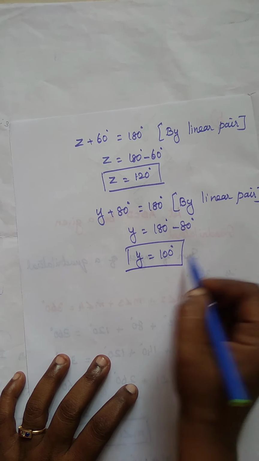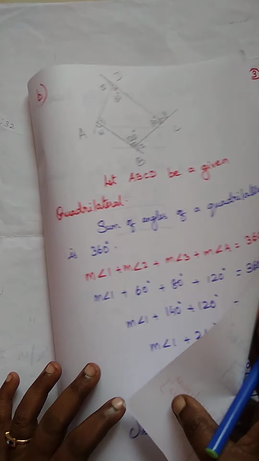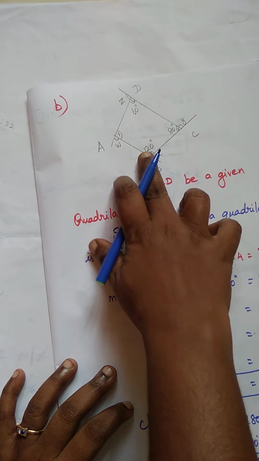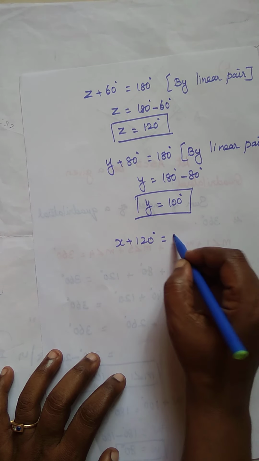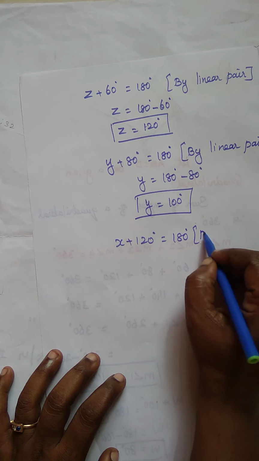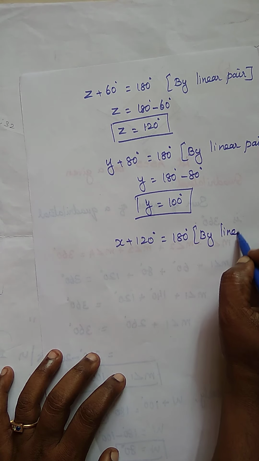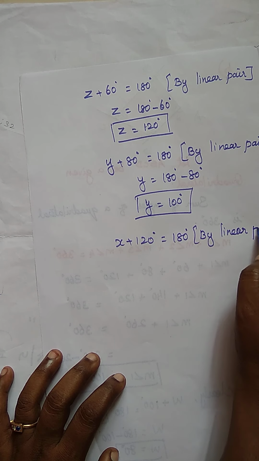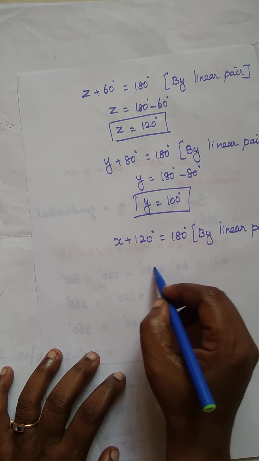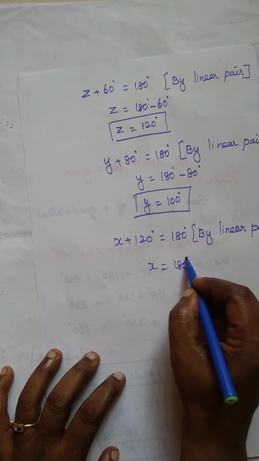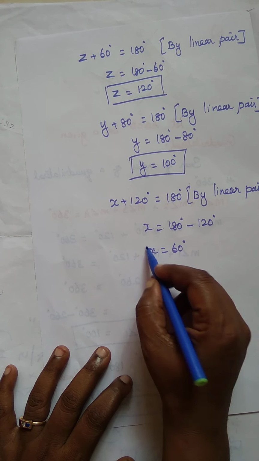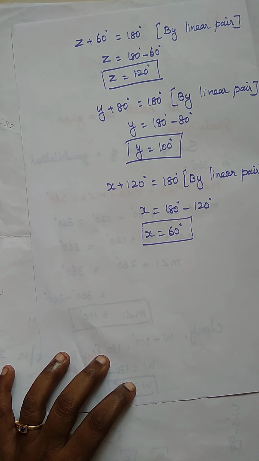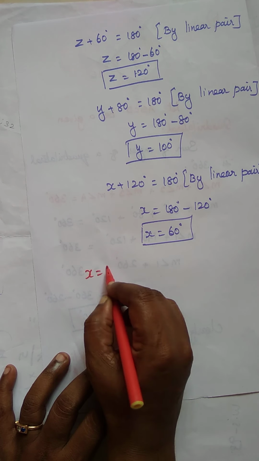Clear? Okay. The last one, we find the angle x. x plus 120 degree is equal to 180 degree. The reason is by linear pair. So x is equal to 180 degree minus 120 degree. So x equal to 60 degree. So now we find the angles. x angle is 60 degree.